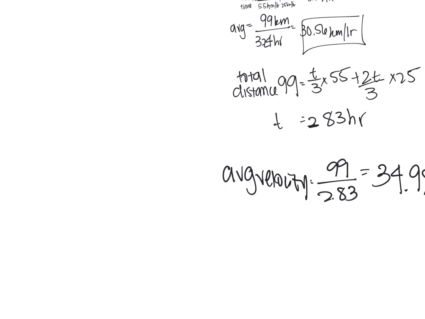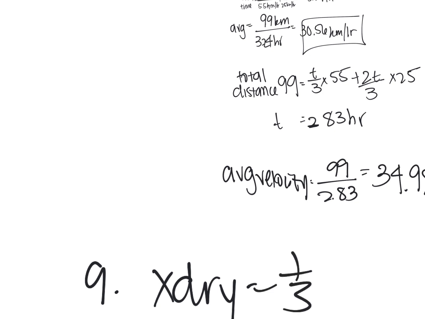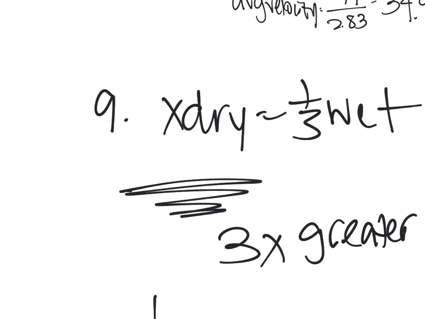And question number 9, it says that on dry pavement, braking is 3 times greater than when you would brake on wet pavement. So the answer would be that X. Because on dry pavement, it is 3 times greater, which means that the wet would be 1/3 slower. And you would just represent it like that.